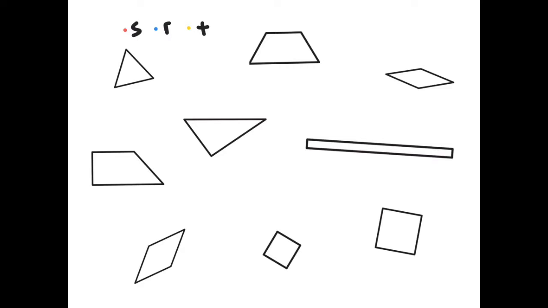Now let's see if we can define all of these shapes as either a square, a rhombus, or a trapezoid. We're going to use red for the squares, blue for rhombus, and yellow for trapezoid. Let's start with this shape. Based on our definition, a square is a two-dimensional shape with four congruent sides and four right angles. If we look at this shape, it only has 1, 2, 3 sides. So that means it's not a square.